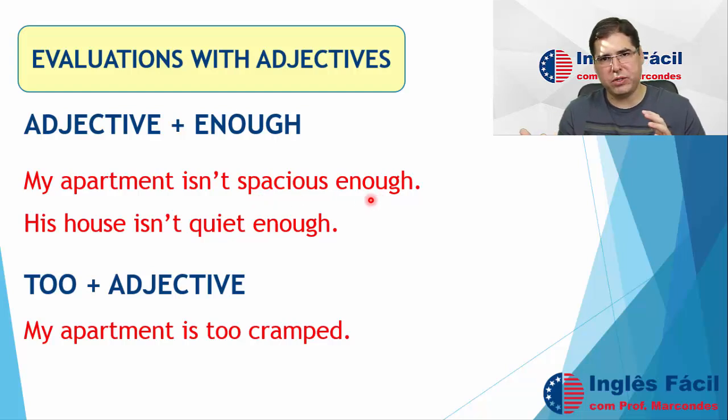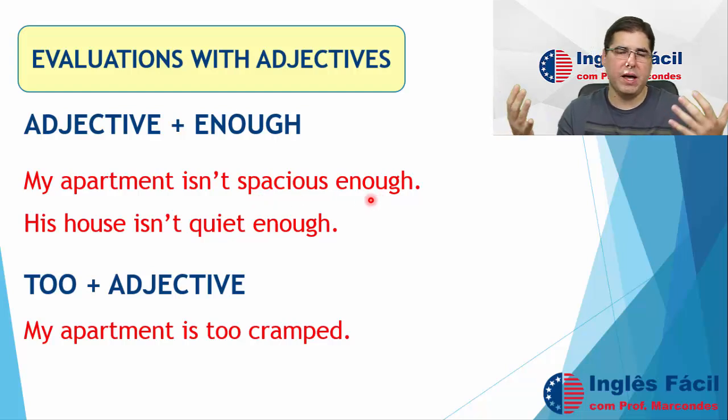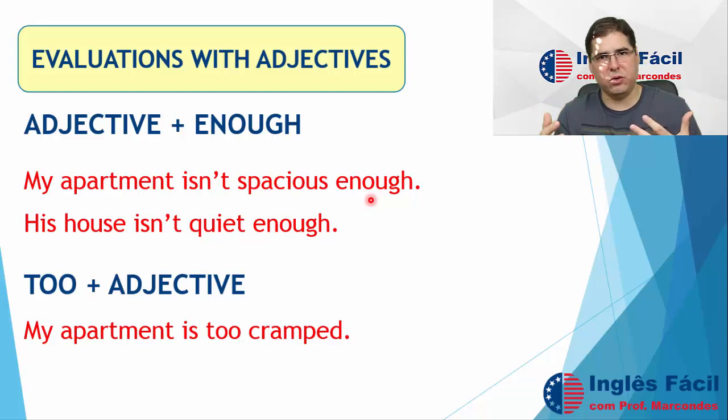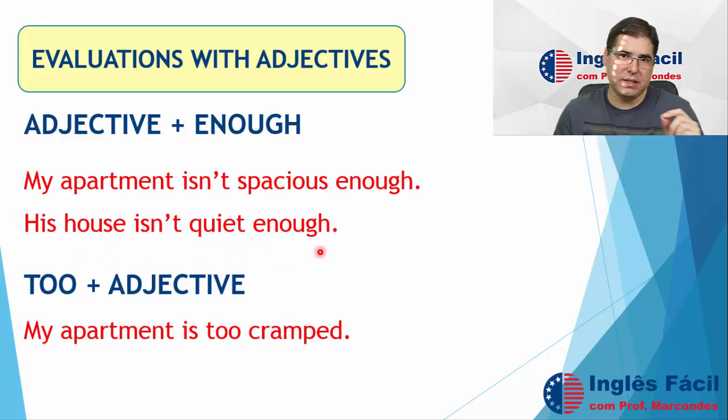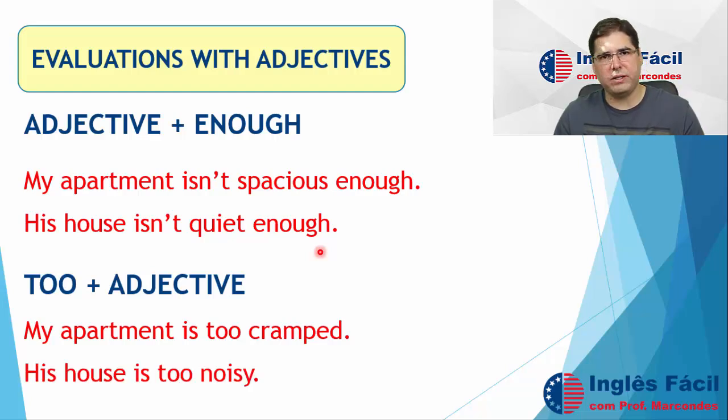So these are opposites, right? Spacious and cramped are opposites. So I can use my apartment isn't spacious enough or my apartment is too cramped, okay? Now the second, his house isn't quiet enough. So if it isn't quiet enough, means his house is too noisy, okay? It isn't quiet enough, it is too noisy, okay?